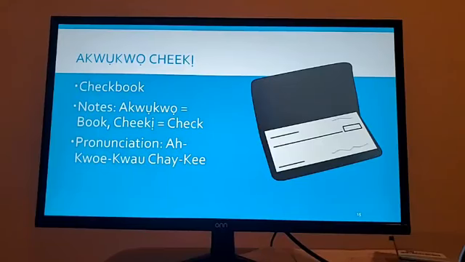Okay, checkbook. You see this word a lot. Ah-Koen-Toe means book. In Igbo, just like most languages in the world, the subject comes first and the description after. So you're asking what type of book it is: a Chay-Kee. So you're saying checkbook: Ah-Koen-Toe Chay-Kee, checkbook.